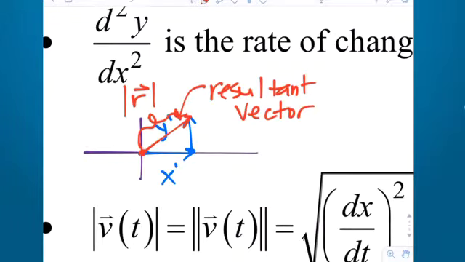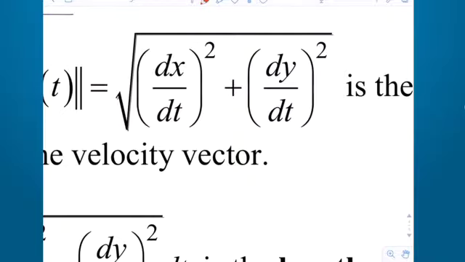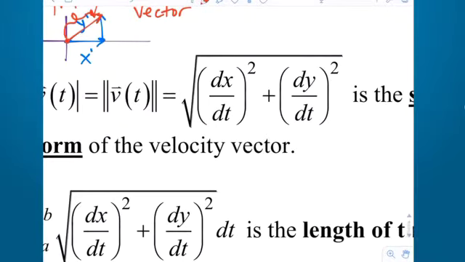So think about it. If you knew the length of x prime and you knew the length of y prime, how could you find the length of the resultant vector? Pythagorean theorem. Very good. It's going to be the square root of x prime squared plus y prime squared. And that's exactly what it is. And I use dx dt instead of x prime of t, but it's the same thing.